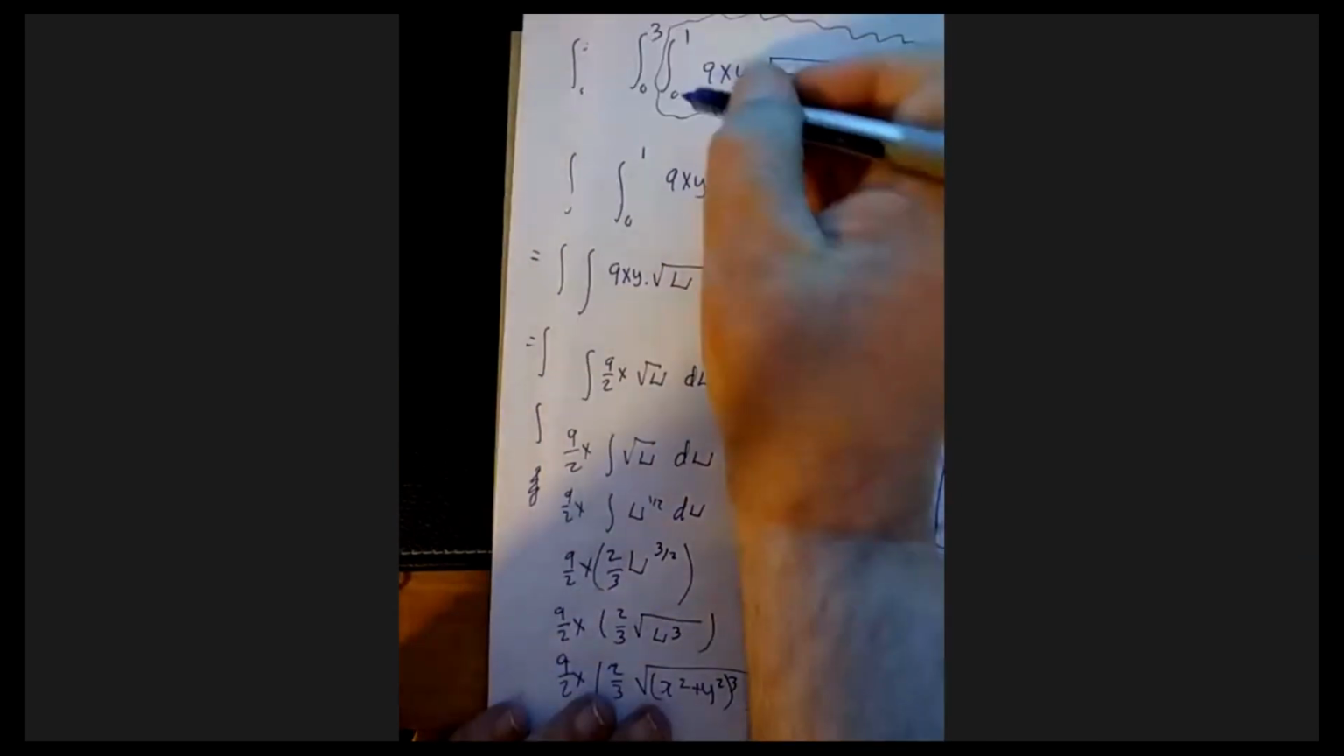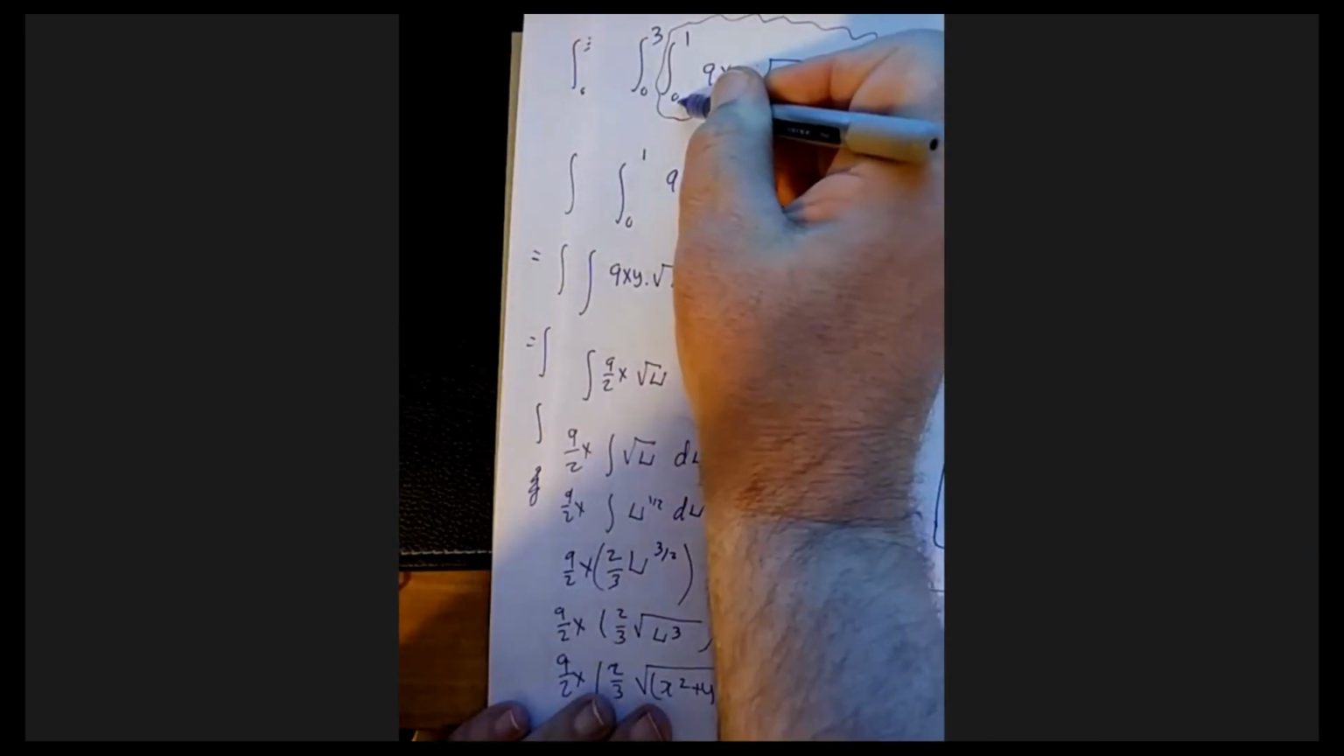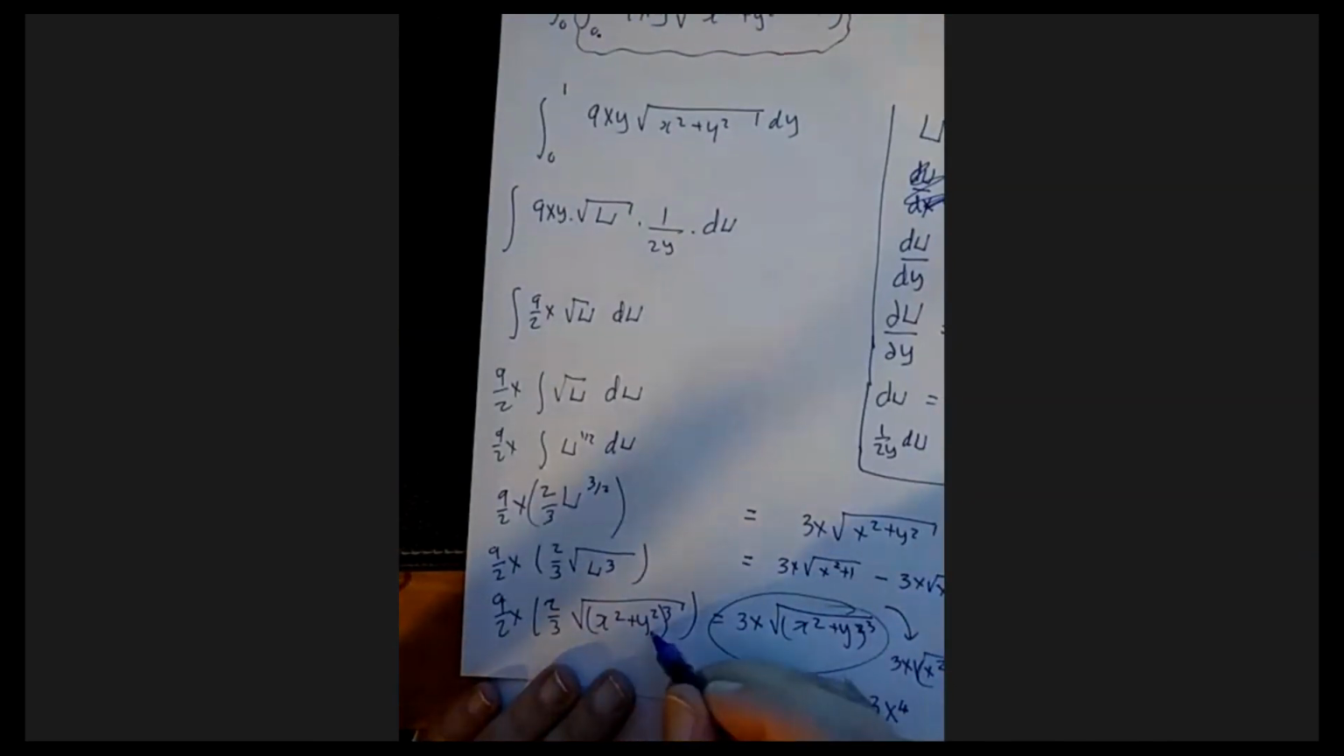When did the y squared become the 1? When we were at this line here, y is 0 and y is 1. Oh, okay. It became a 1 here. Okay, I see now.